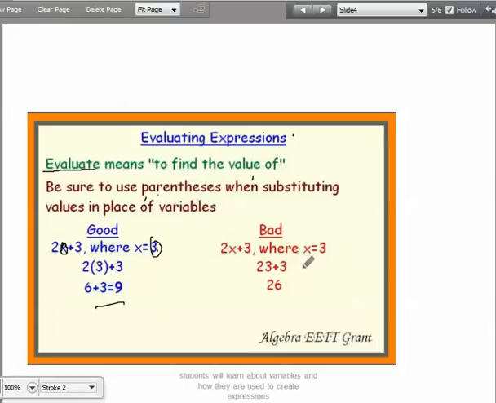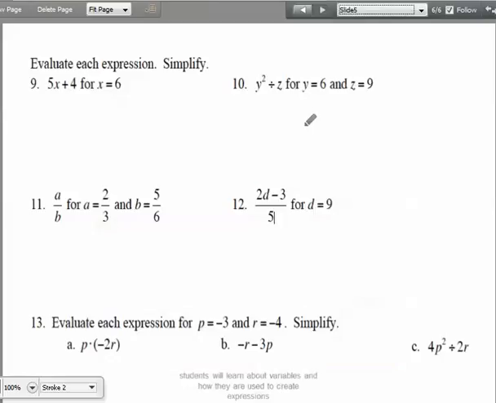This would be a bad example of it over here, where they just wrote down the 2 and the 3 like they were doing a variable without a multiply or anything else. But if you put parentheses around that 3, it would be a good example. But you can see that 23 plus 3 is 26. This becomes confusing. You didn't know to multiply them together. So you got to be real careful with that one.